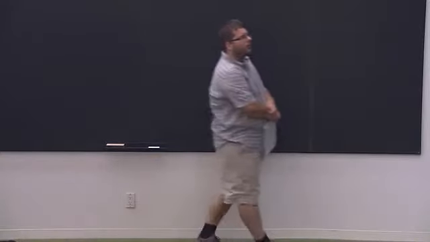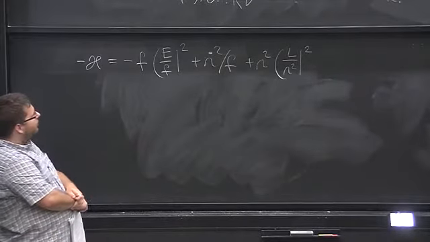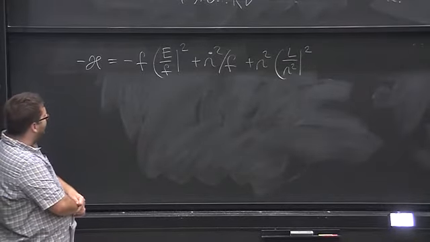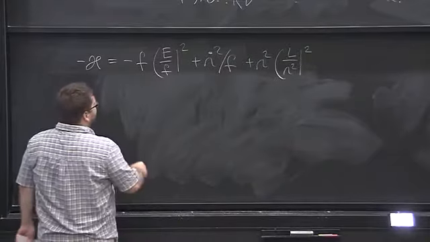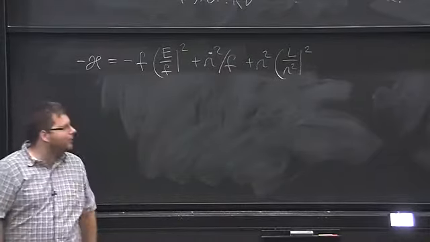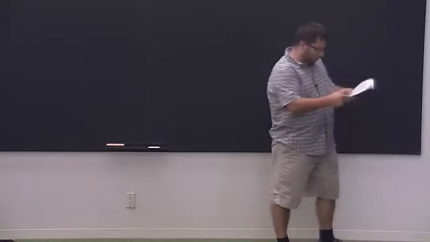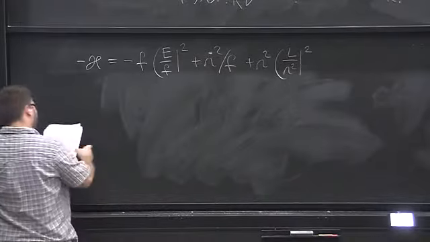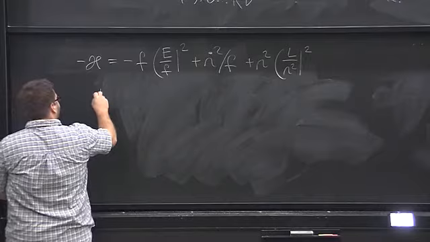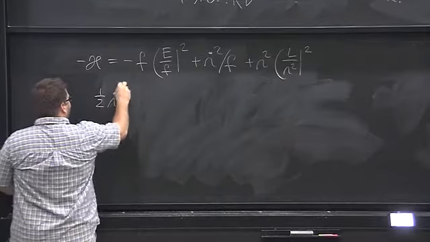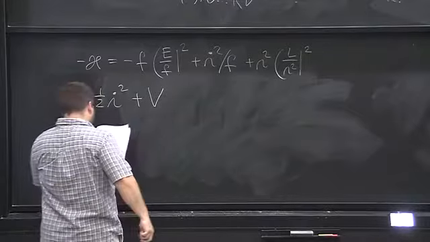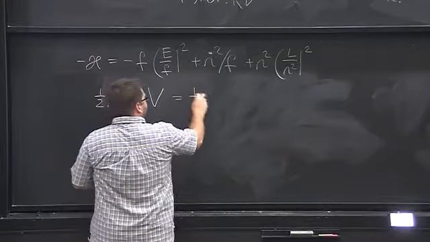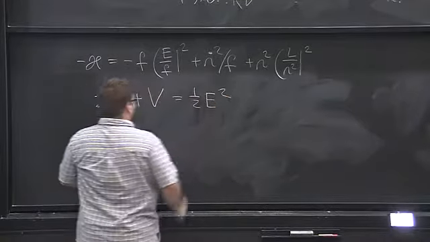All right. So now what you can do is multiply everything by f, and then divide everything by 1/2, and then reshuffle the terms. And so what you find from here is that 1/2 r dot square plus something which I call V is 1/2 E square.